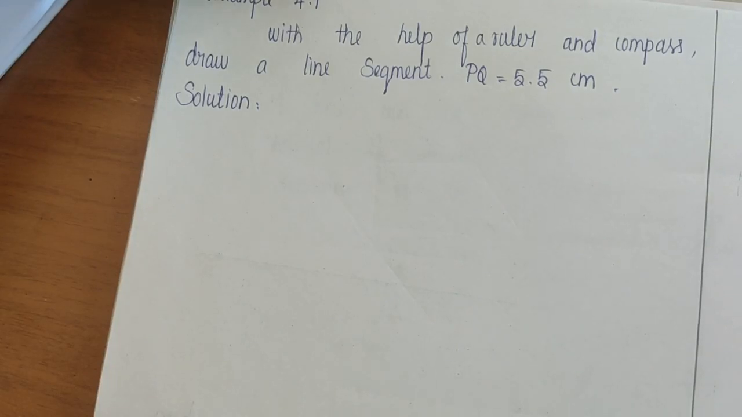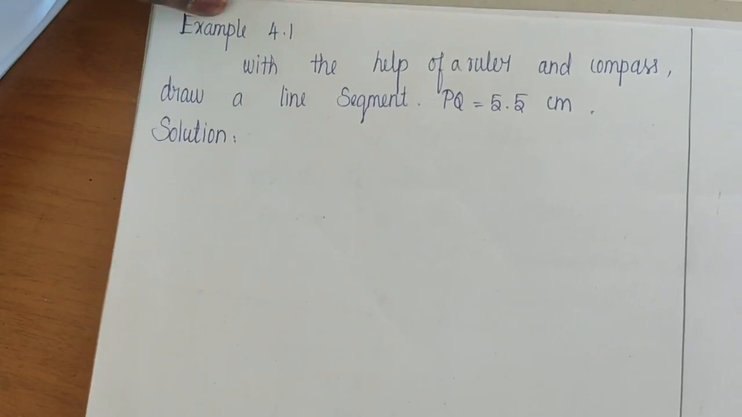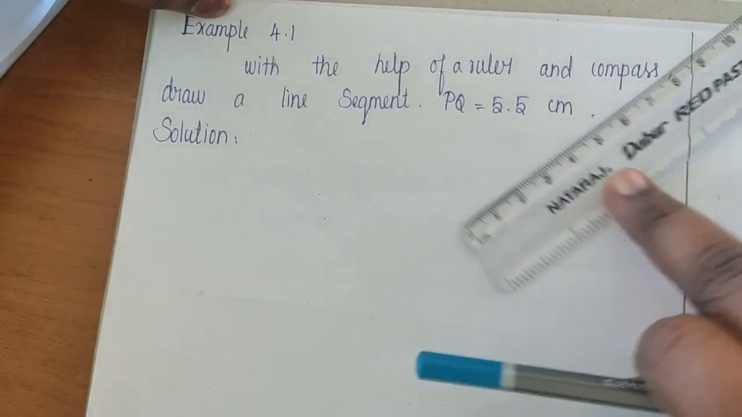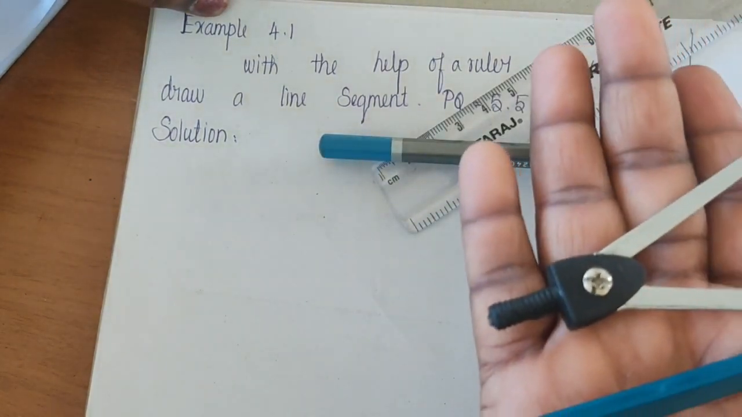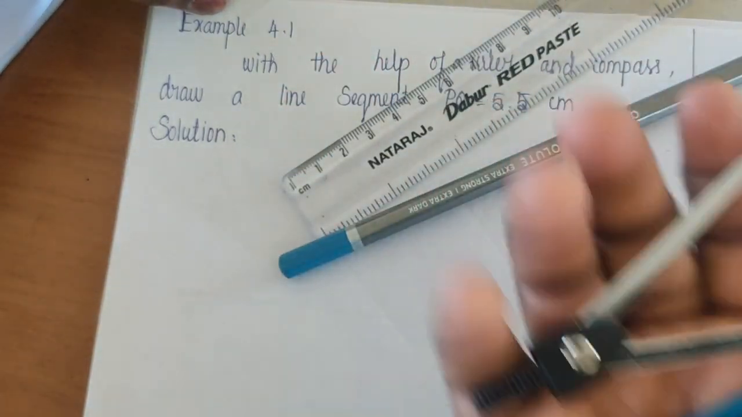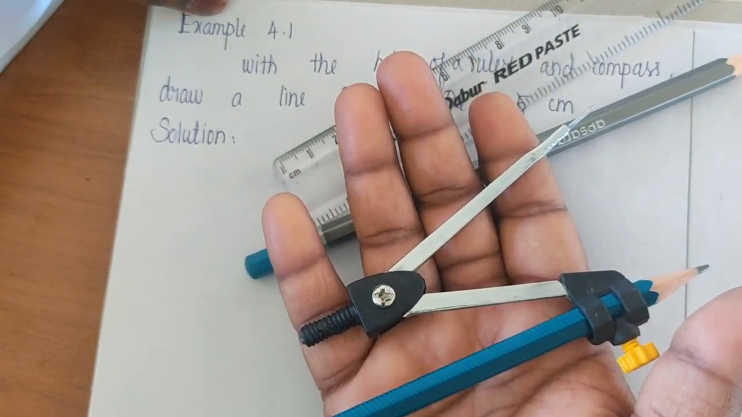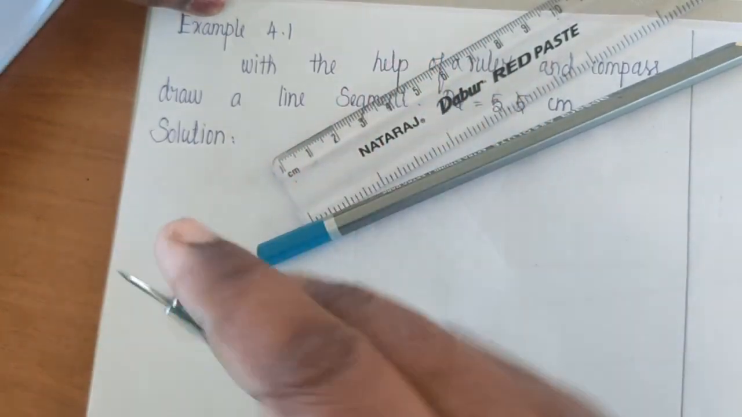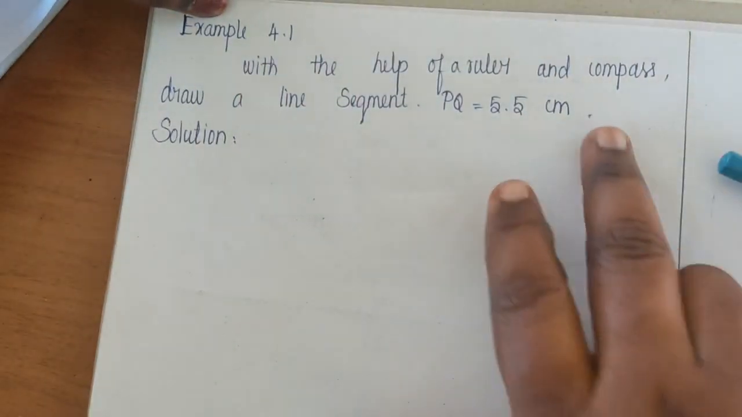Example 4.1. With the help of a ruler and compass. Okay, students, we take one scale, one pencil, and a compass. First, what is given in this example?